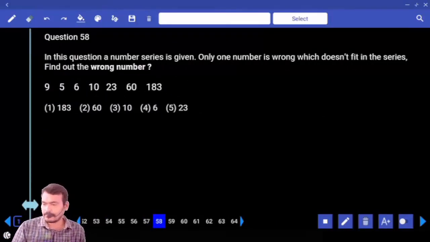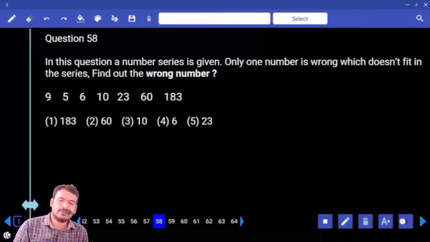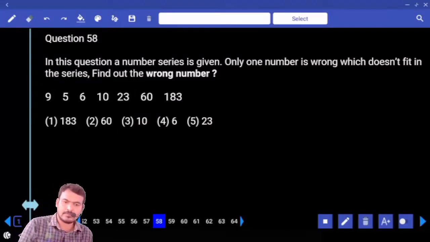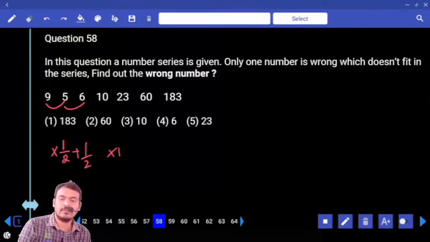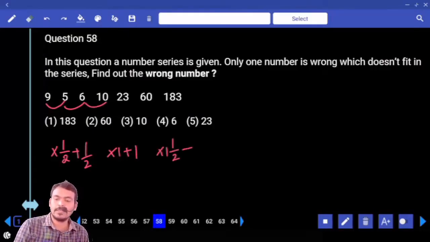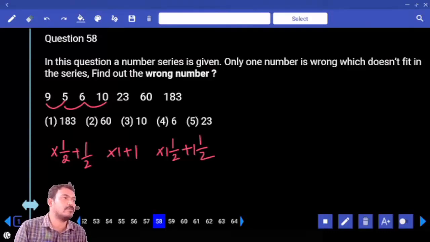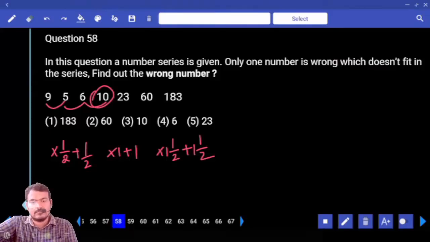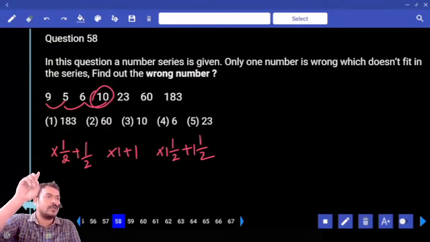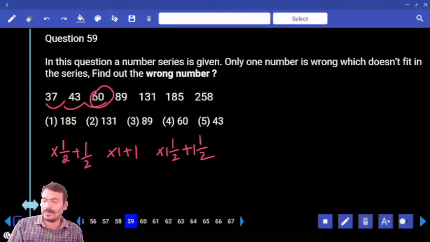Wrong number series: 9, 5, 6, 10, 23, 60 and 183. 9 to 5 means multiply by half plus half. Next, 5 to 6 means multiply by 1 plus 1. 6 to 10 means multiply by 1 and a half plus 1 and a half. 6 into 1 and a half? 9 plus 1 and a half? 10.5. Then the wrong number is 10. In a series, only one wrong number or more? Only one.